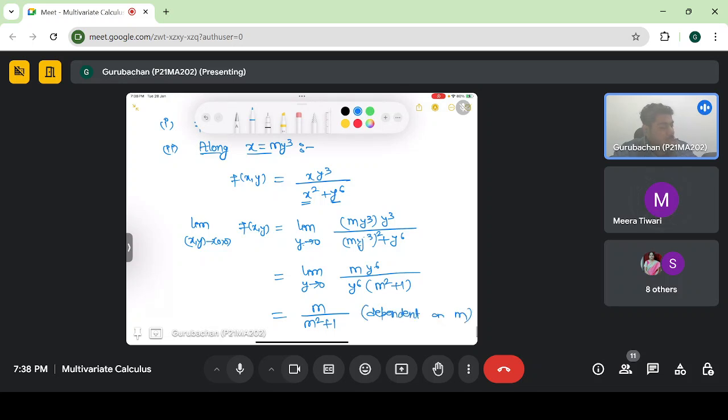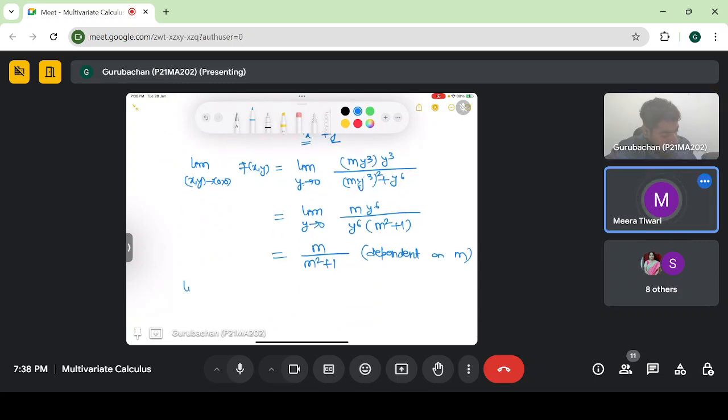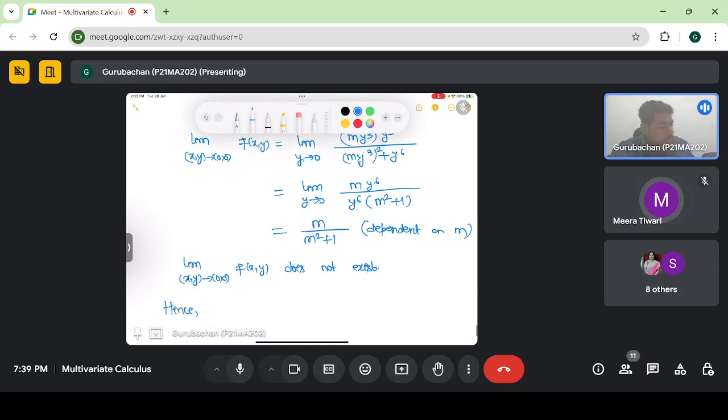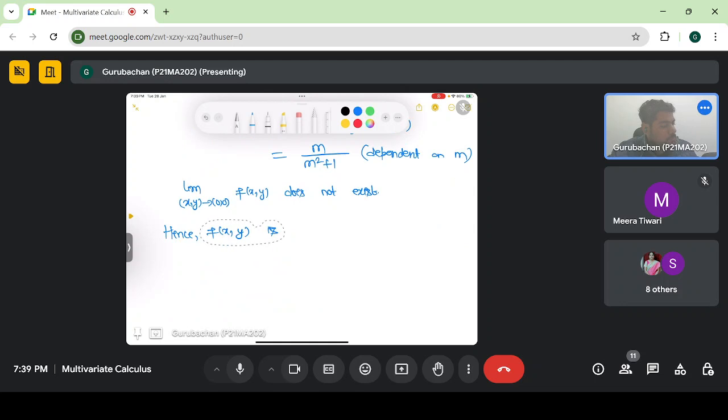So whenever it is dependent on m, then can the limit exist? No, sir. Because for different values of m, we will get different limits. Exactly. So the limit does not exist. So if it is not existing, then we have stopped at step 2 of the definition of a continuous function at a point. I'm sorry, limit I should not write here. This function is not continuous at (0, 0). I hope I am clear with this.